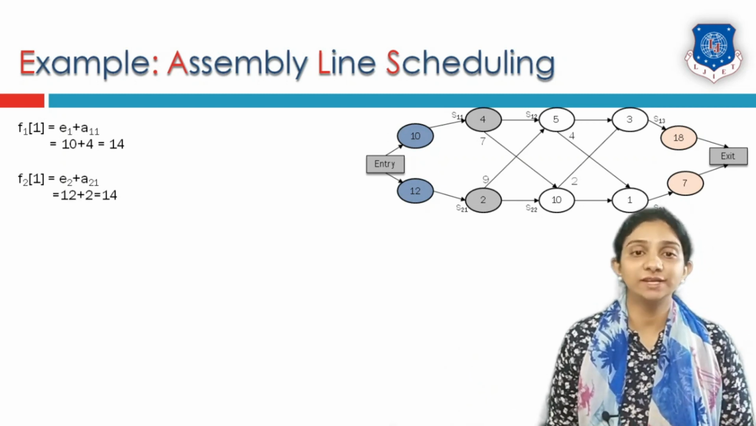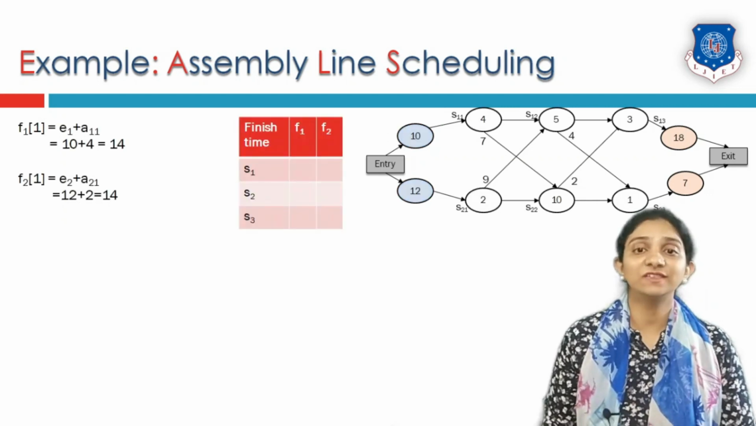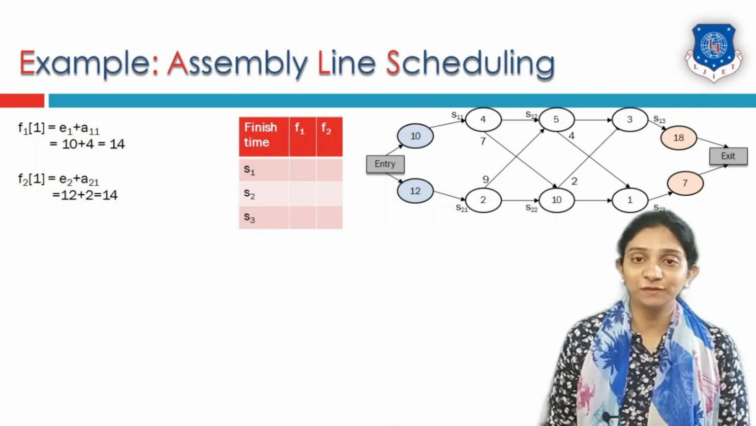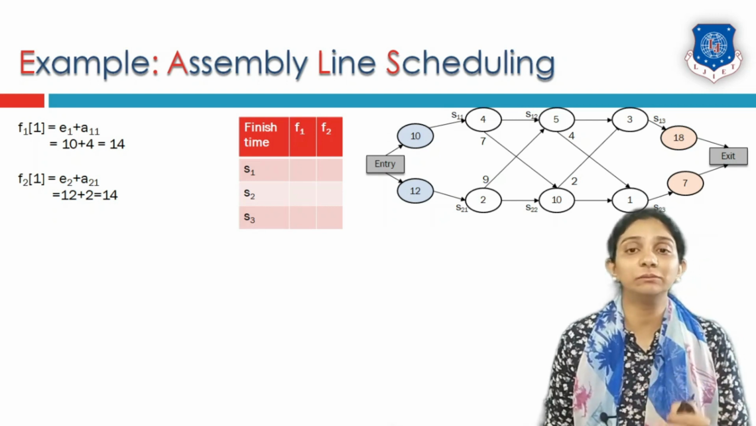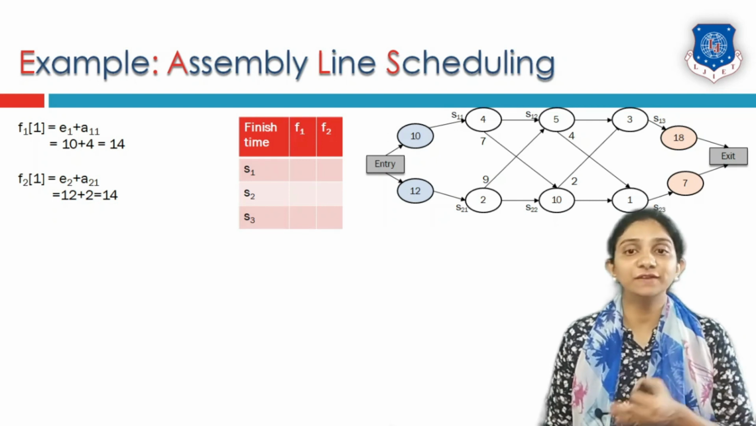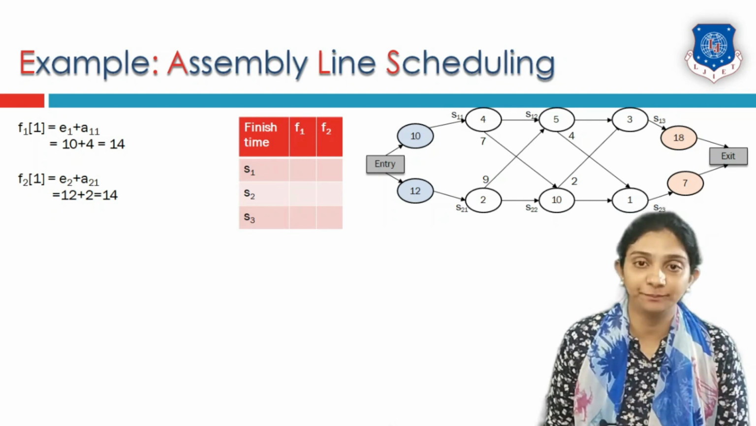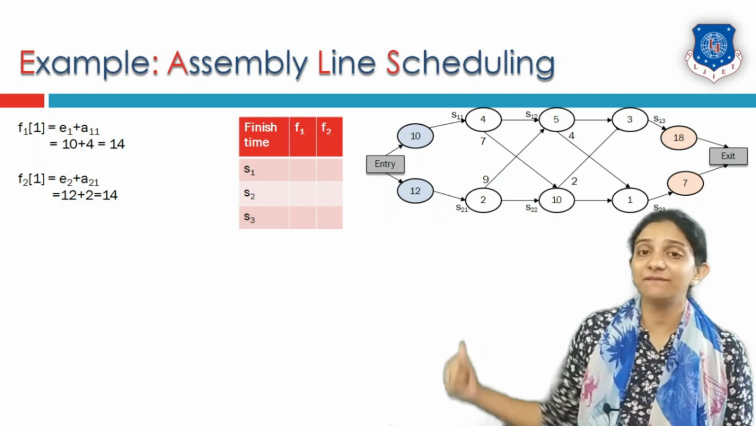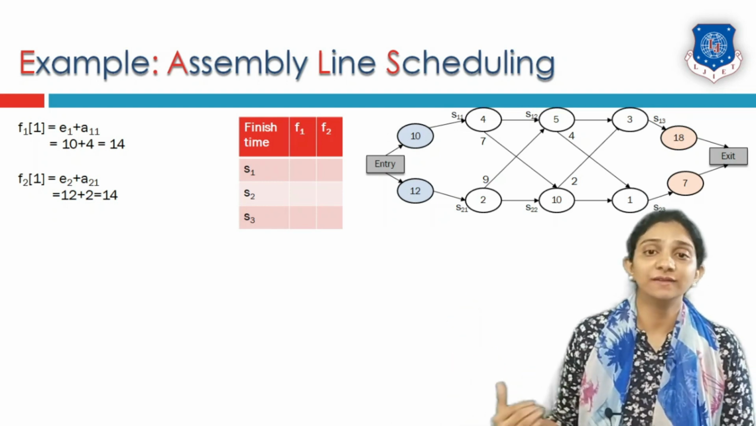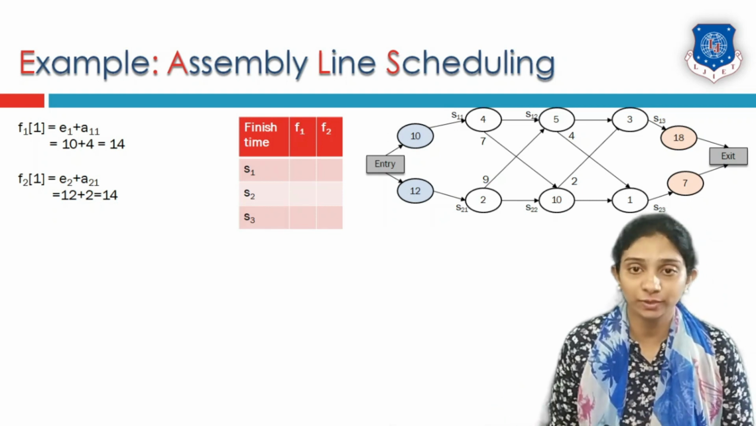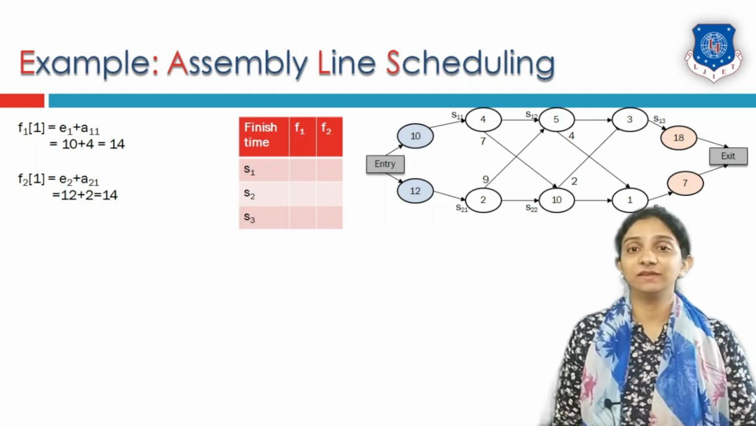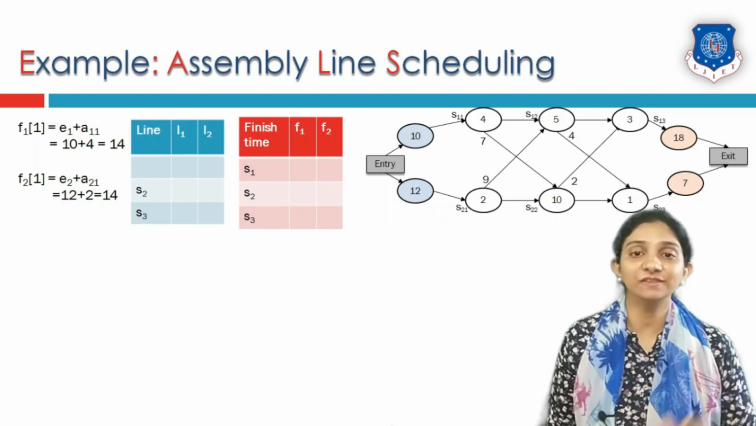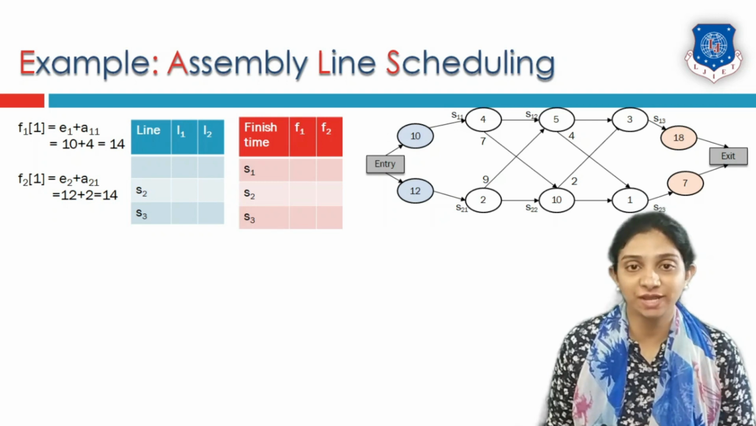Now these calculated values need to be stored inside a table of finish times. There are two types of finish time. Finish 1 is nothing but the line 1 finish time, and finish 2 is the line 2 finish time. Each line has 3 stations, that's why we have 3 rows: station 1, station 2 and station 3. The first cell is line 1 station 1 finish time, and the second cell is line 2 station 1 finish time.